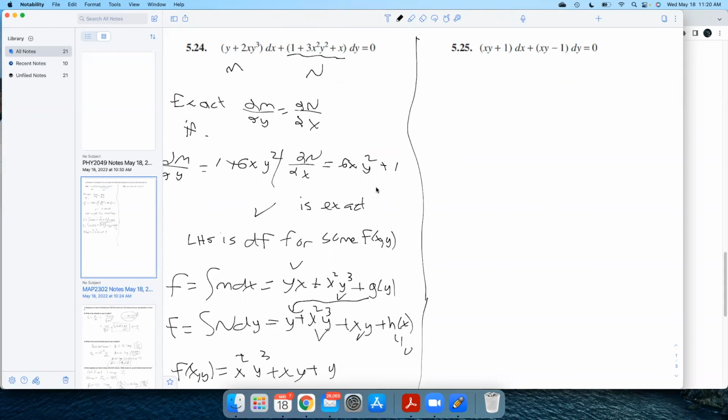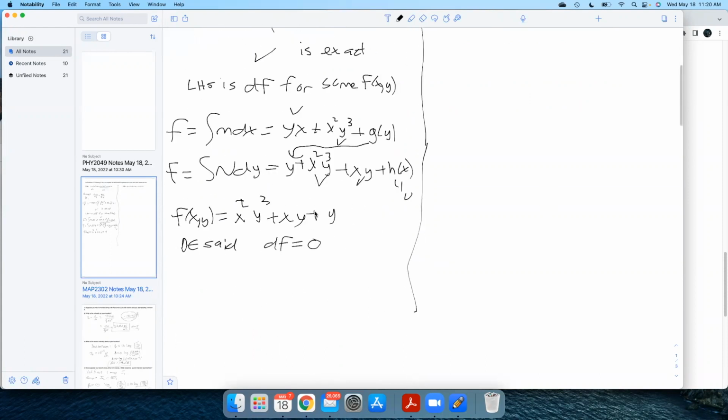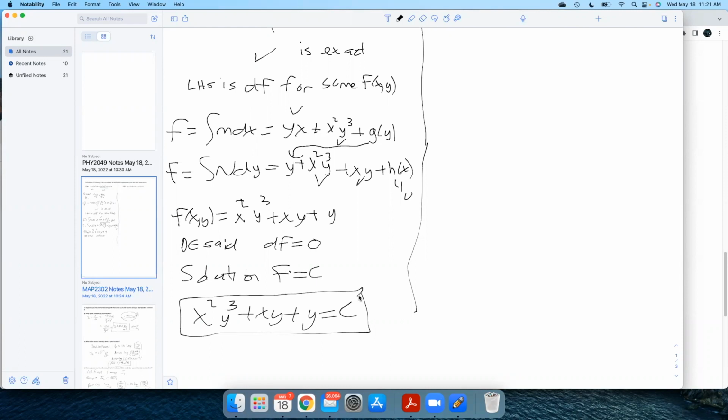The only way the full differential can equal 0 is if the function is equal to a constant. So the solution is that capital F equals a constant: x squared y cubed plus xy plus y equals a constant. That's the solution curve to the DE. 99% of the time, we're going to have to leave this in implicit form. We can't solve it and get y equals stuff, because these usually will not be functions. They'll be curves in space.